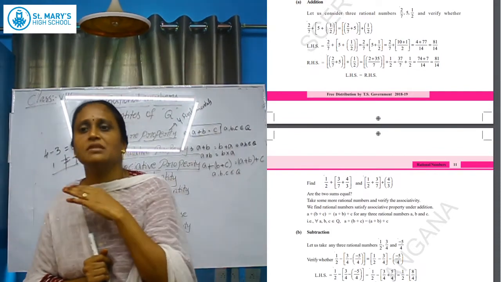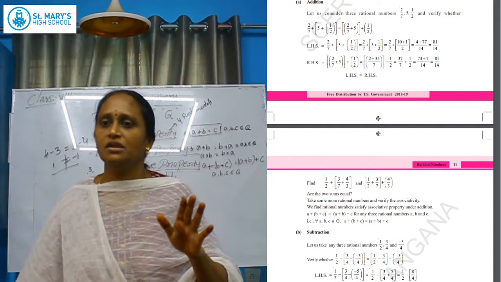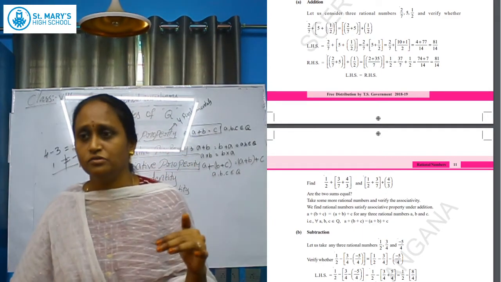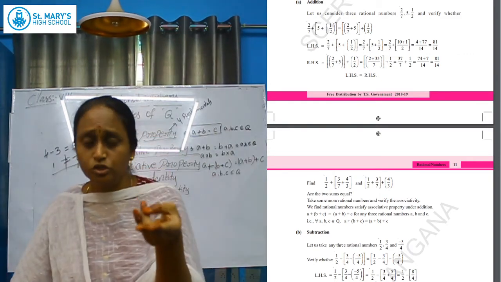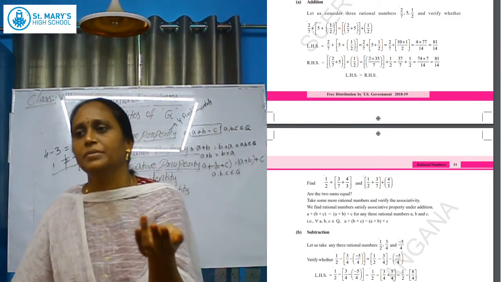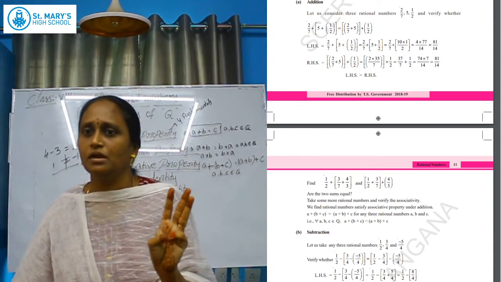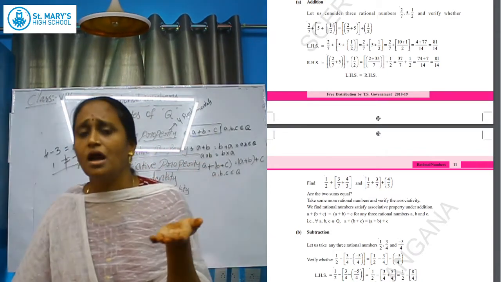Associative property is not possible under subtraction and also under division. Understood now? Commutative property and associative property are similar, but in commutative property we take two integers or two rational numbers, and in associative property we take three numbers. So with two and three, we are just changing the order only.